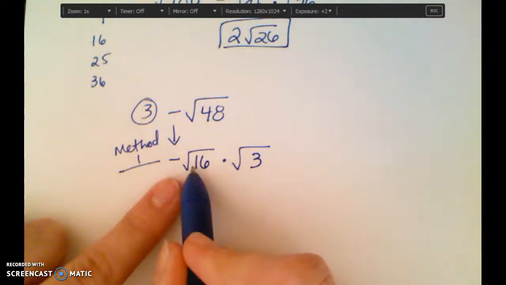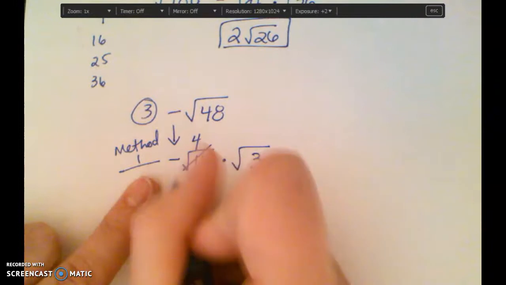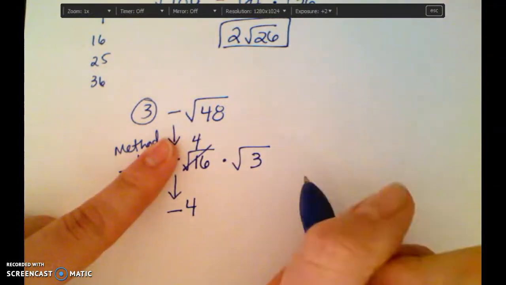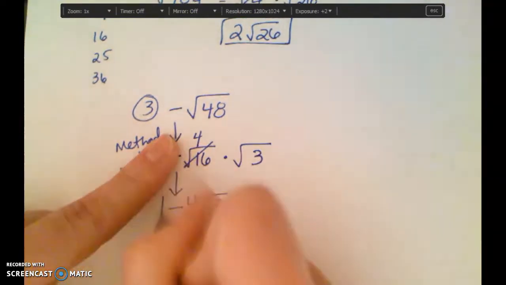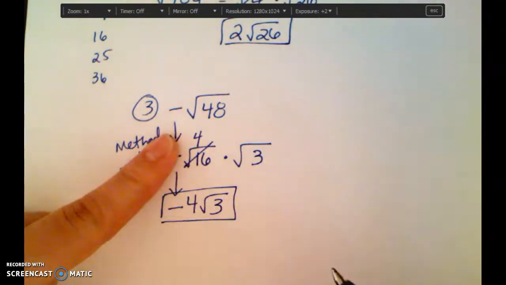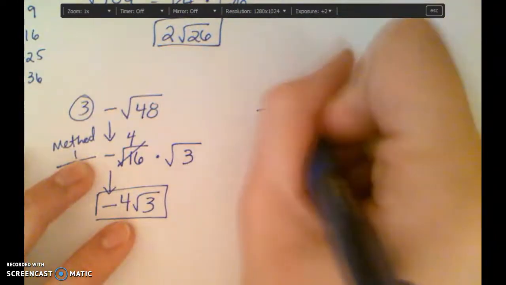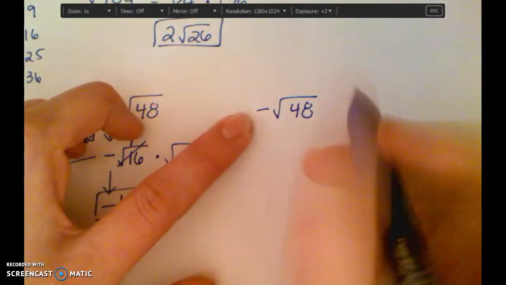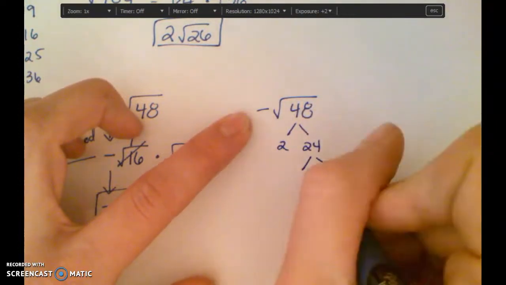Well, we know the square root of 16 is 4. So now we have this negative, we have that 4, and then the square root of 3 is just stuck. So we bring down the square root of 3. And that's our answer. Well, what if you used the factor tree? Let's check that. Negative square root of 48. Again, leave the negative for now. We'll get it later. Well, 48, we know that can go to 2 and 24. 24 can go to 2 and 12.